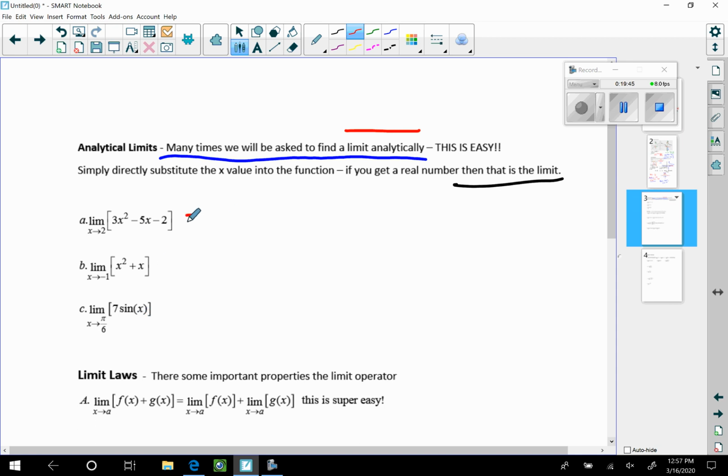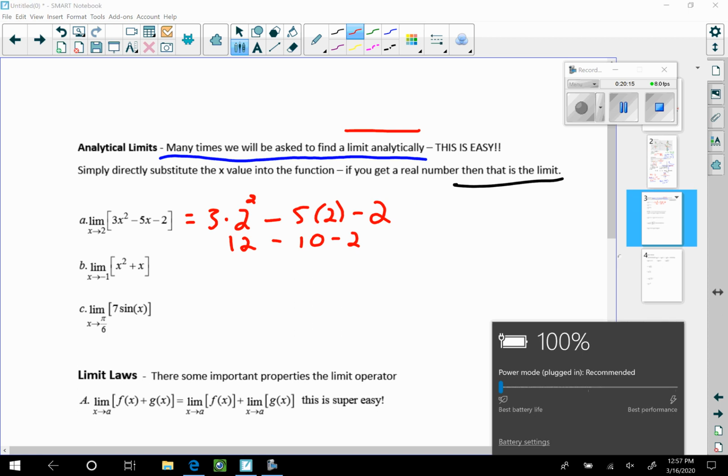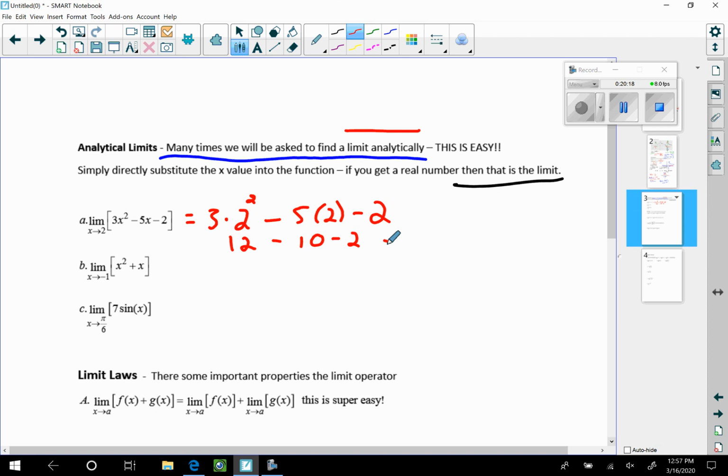All we're going to do, we're not going to graph this, although we could, but we don't need to. All we're going to do is put 2 in wherever we see x. So this is going to be 3 times 2 squared minus 5 times 2 minus 2. And let's see here. This is going to be 3 times 4, which is 12, minus 10, minus 2. That limit, by golly, is going to equal 0. And as always, check my arithmetic. I think the arithmetic is correct there.